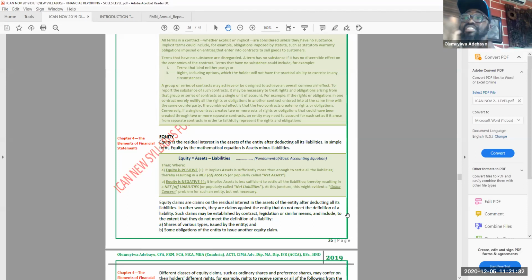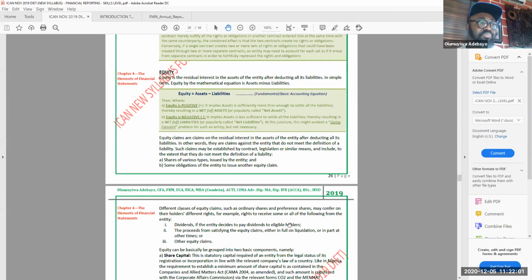Now, when asset is more, we call it net of assets, which is net asset for equity. But when it is negative, we call it net of liability, because it's net liability equity, which is negative. Okay, take note of that. And that's why we said that equity is the residual interest in the assets after deducting liabilities, or the residual claim over the net assets of an entity.